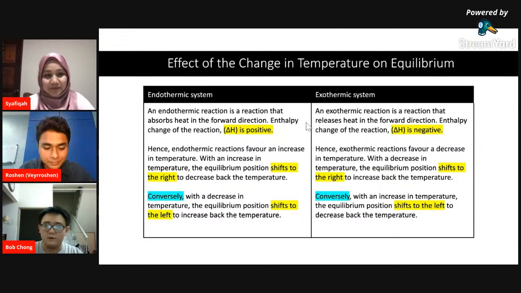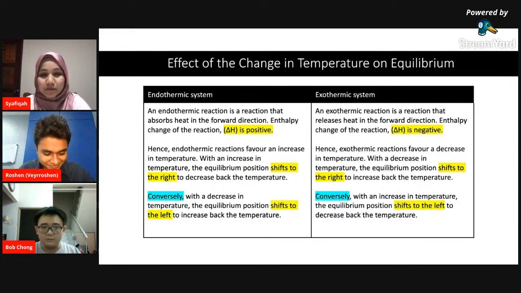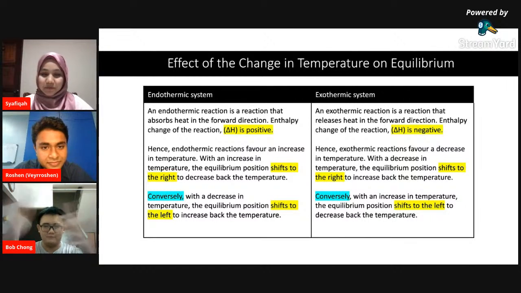So back to what we are trying to discuss, the effect of change in temperature on equilibrium. Now we can identify if the reaction is endothermic or exothermic. After we have identified, we have to see if the question is telling us to increase the temperature or decrease the temperature. It's a bit confusing for a lot of students, including myself, but I have a sentence for all of us to conquer this subtopic.